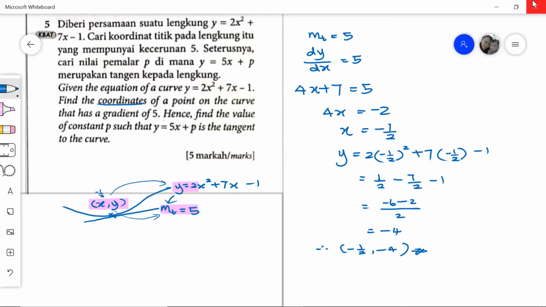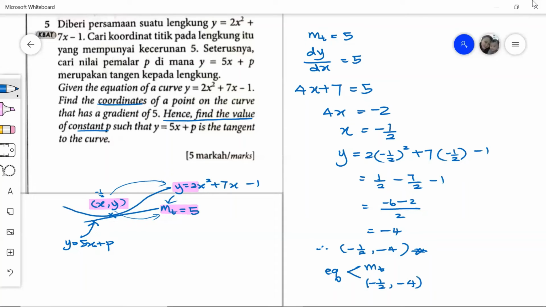And next, hence, find the value of constant p such that y equals to 5x plus p is the tangent to the curve. That means the equation of this tangent is y equals to 5x plus p. So we have to recall, how do we find the equation of tangent in the first place? To find the equation of tangent, we must have 2 things. One is the gradient of tangent, another one is the point. And the point we just found, negative half and negative 4.